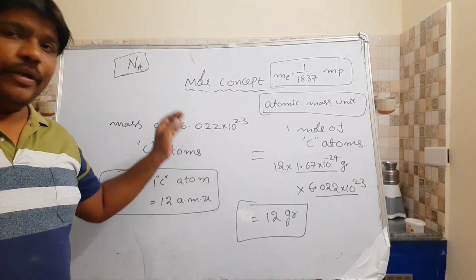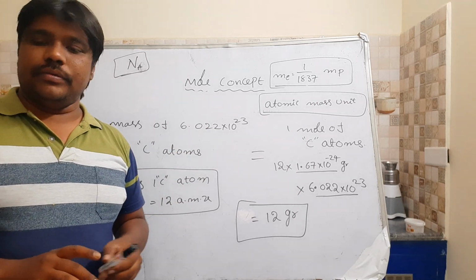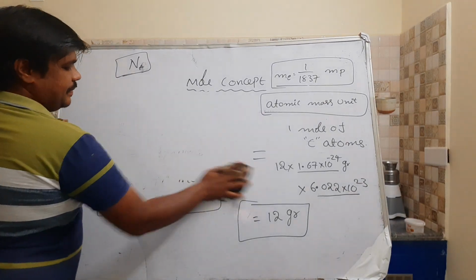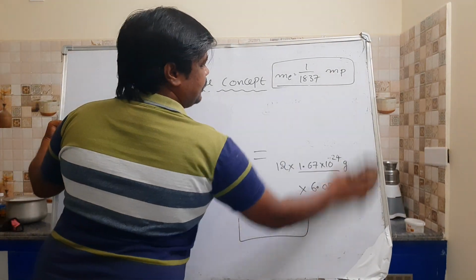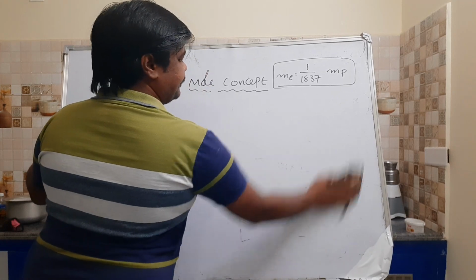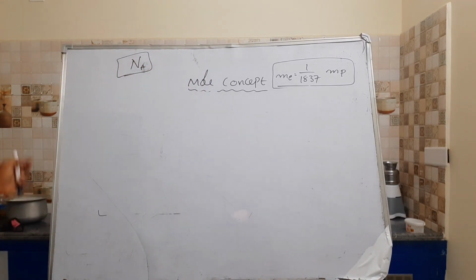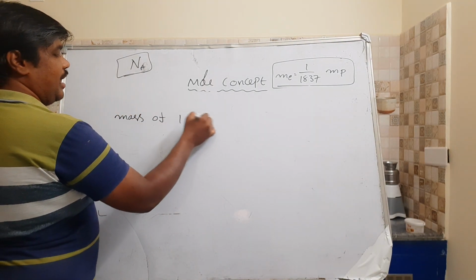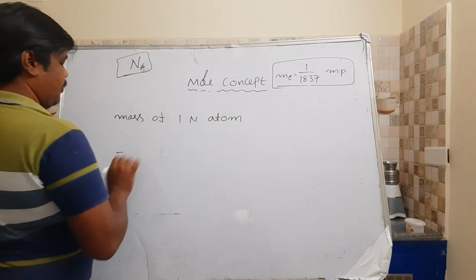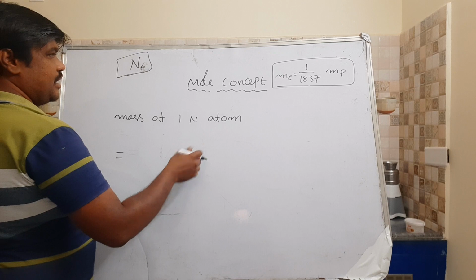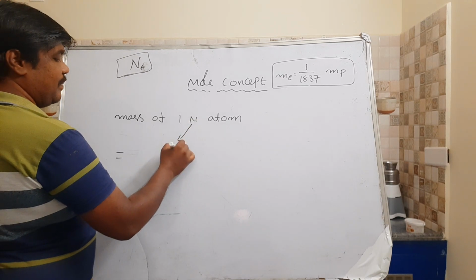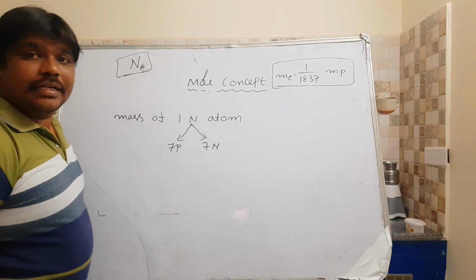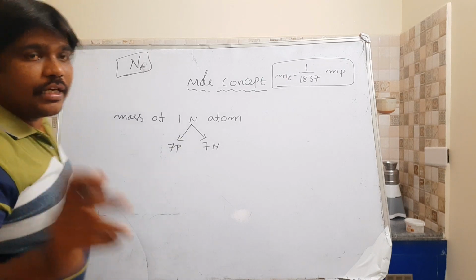Yes. I am going to calculate for nitrogen atoms now. Again, nitrogen atoms. Mass of one nitrogen atom is equal to what? How many neutrons and protons are there in nitrogen? In nitrogen there are 7 protons. In nitrogen there are 7 neutrons. Of course, 7 electrons also there. But the mass of electron is negligible. Keep that in your mind.